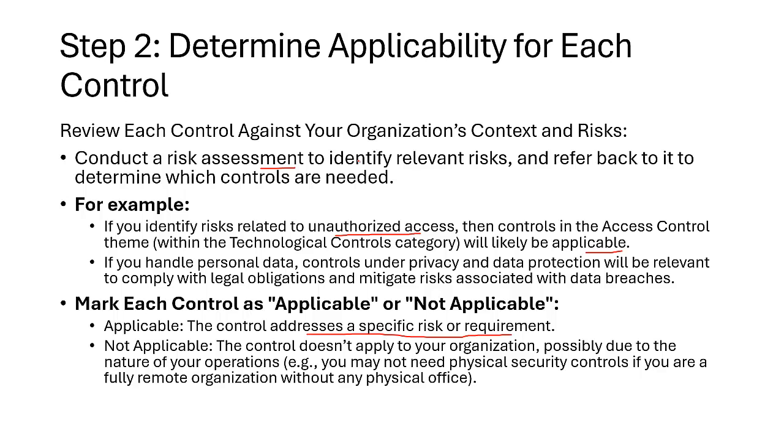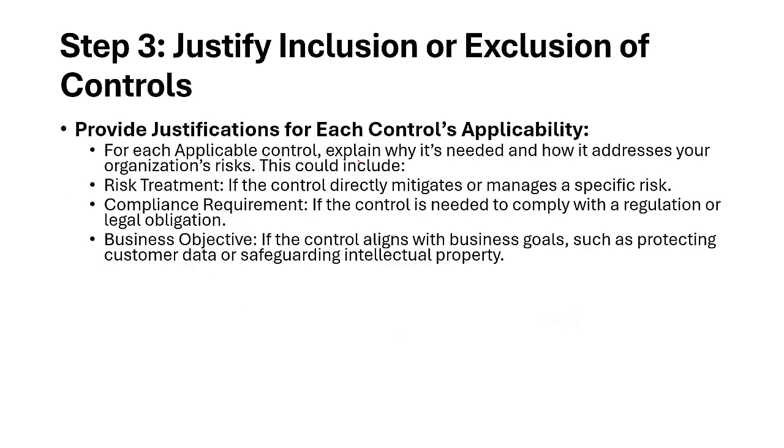Let's just take an example. Now you have to give a justification. It's very important. You have to give the justification of each control. For each control, explain why it's needed and how it addresses your risk, which includes your risk treatment, compliance requirement, and business objective. One thing you need to understand in ISO 27001, okay?